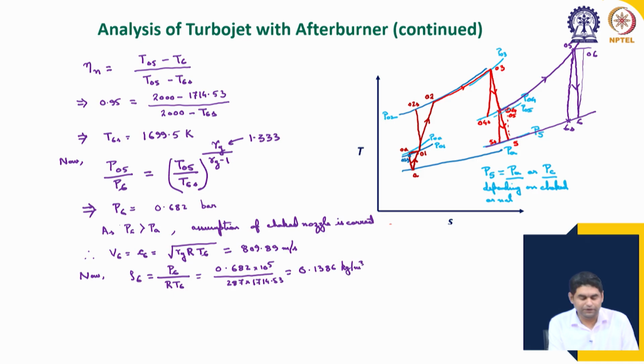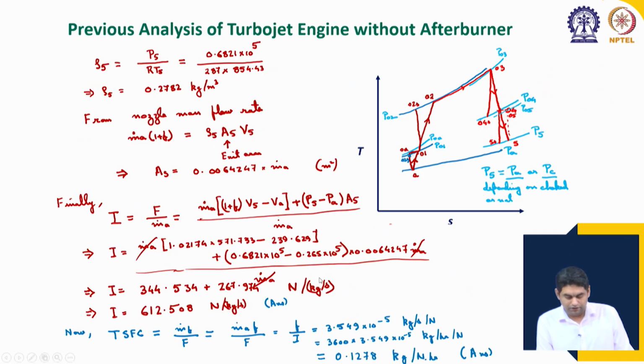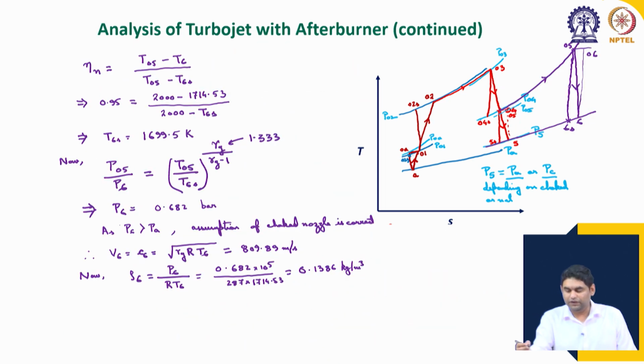How does this compare with the previous case without afterburner? Without afterburner, the density was 0.2782. So it has become significantly lower because of the high temperature, almost half of the previous case, which means that for the same mass flow rate we now need a larger volume flow rate. So we will need a larger cross sectional area of the nozzle exit, because everything else remains constant.